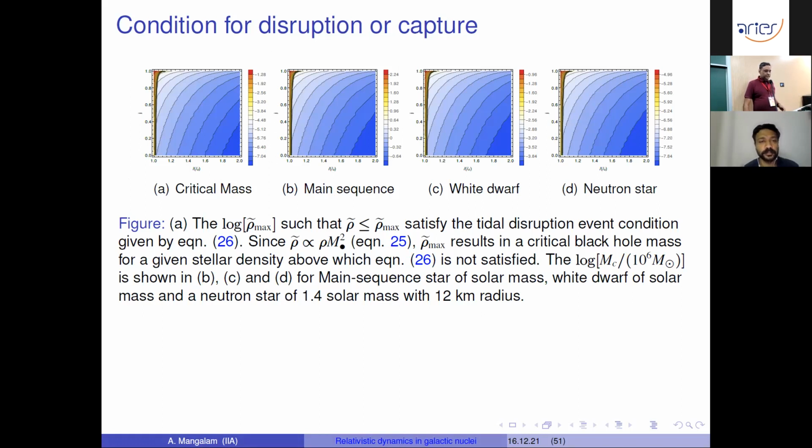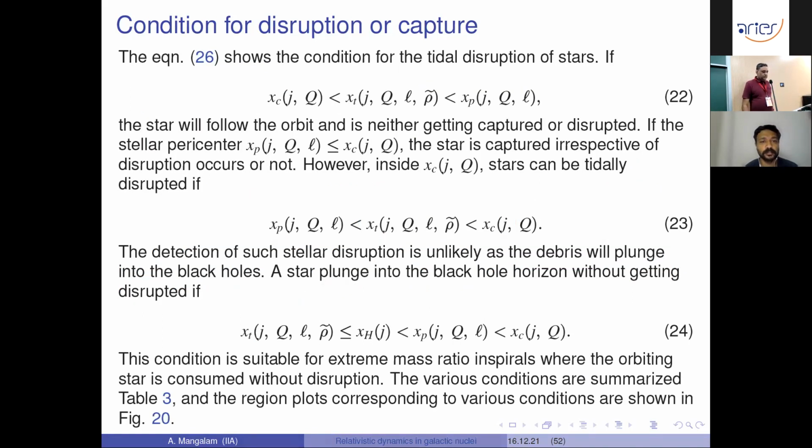What is the condition for disruption or capture? So if, for example, the capture radius is less than the tidal radius, which is less than the pericenter, right? So it won't be tidally disrupted. It will follow the orbit and is neither getting captured nor disrupted because the capture radius is further inside. So it will get neither captured nor disrupted.